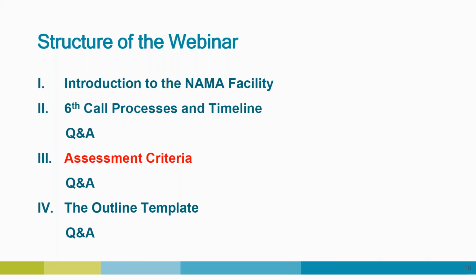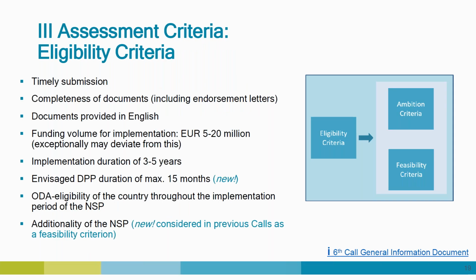Second, the additionality of the NSP is from now on considered an eligibility criterion rather than a feasibility criterion. As a result, NSPs are not eligible for funding if they cannot demonstrate the additionality to previous, ongoing, and/or planned public and private interventions. While the additionality principle has been applied in all previous calls of the NAMA facility, it will no longer be assessed as part of the 50-point scale. Please note that non-eligibility may lead to the outline not being taken further in the assessment.